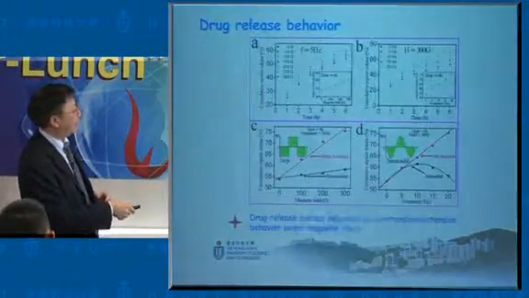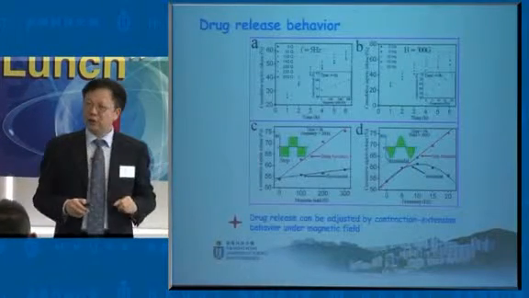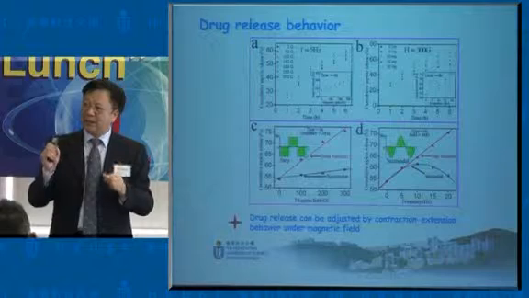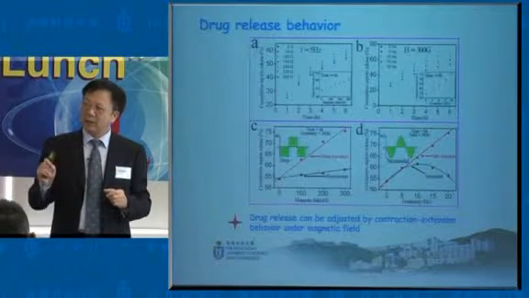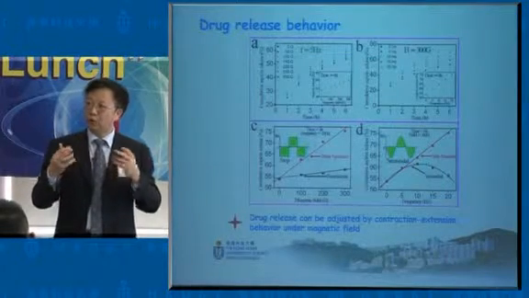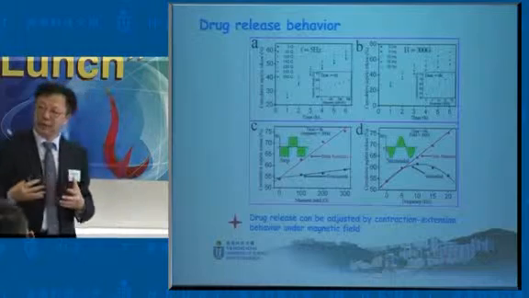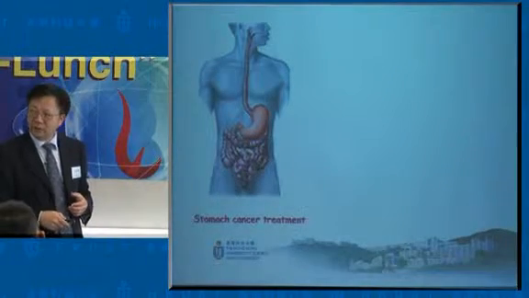So here's a property. You can see how to control the drug release. Two conditions. You can control the magnetic field, that means you can increase the magnetic field. Next, you can control the vibration frequency, the electric frequency. You can control the release time. From this, we show you how this works.